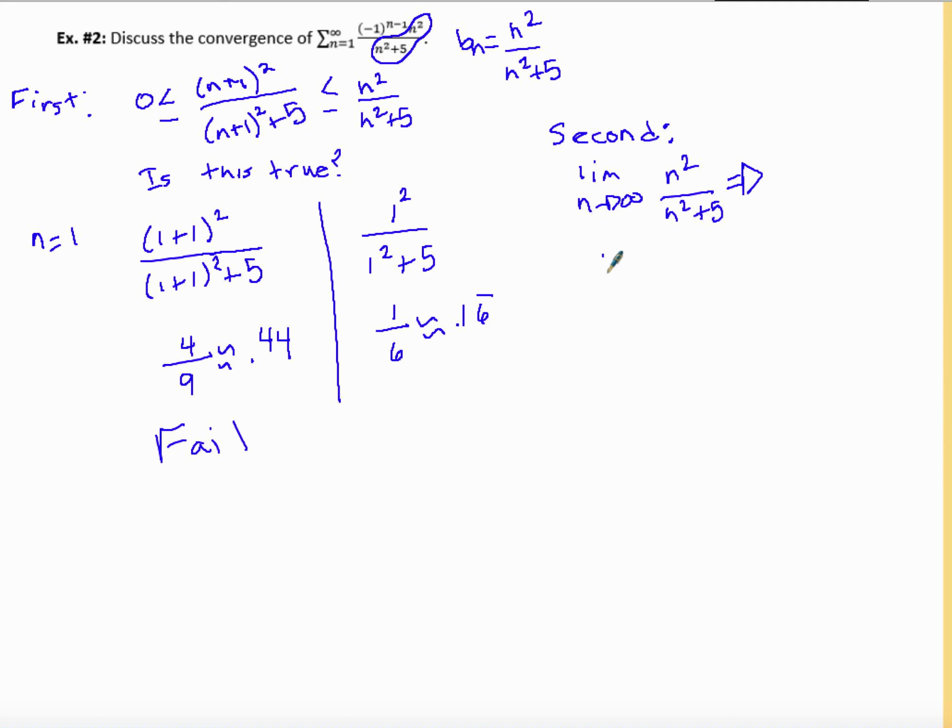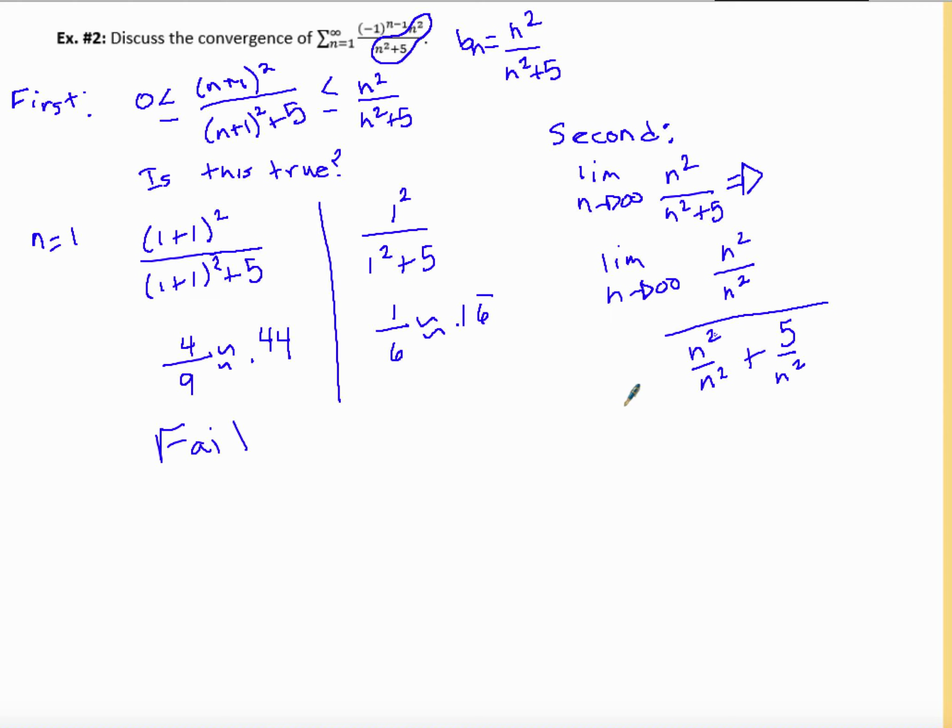So let's do that. I'll have the limit as n approaches infinity of n squared divided by n squared, all divided by n squared divided by n squared plus 5 divided by n squared.